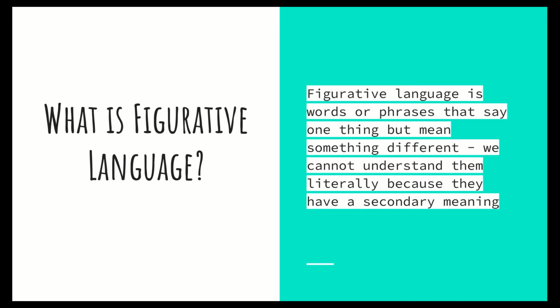But before we do that, let's talk about figurative language. What is figurative language? Well, figurative language is words or phrases that say one thing but mean something different. We cannot understand them literally because they have a secondary meaning. So it's raining cats and dogs is an idiom that doesn't really mean it's raining small animals from the sky. It means that it's raining hard outside, okay? So in that phrase, you can't understand it's raining cats and dogs literally because that's not what it means. You have to know, oh, the secondary meaning is it's raining hard outside. The same thing goes for similes and metaphors, although they're not quite as obscure.